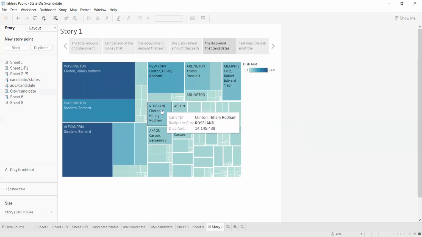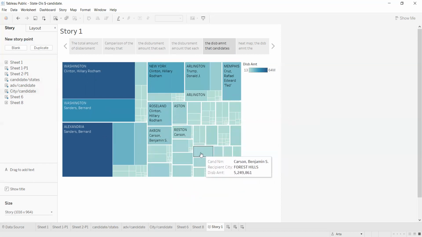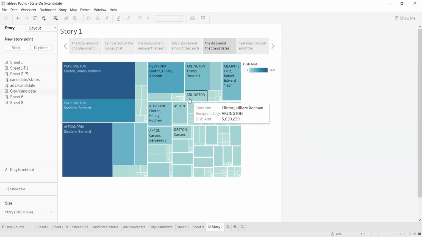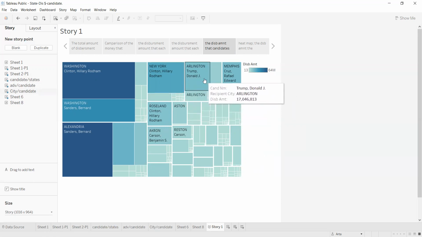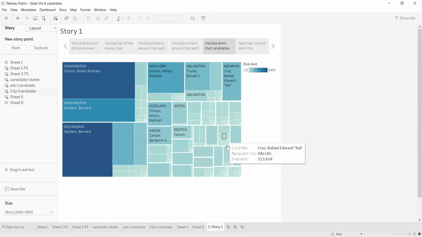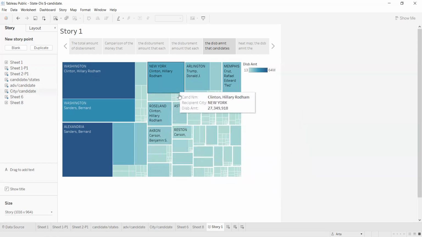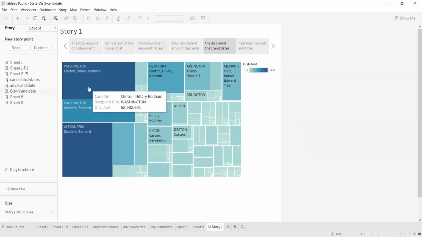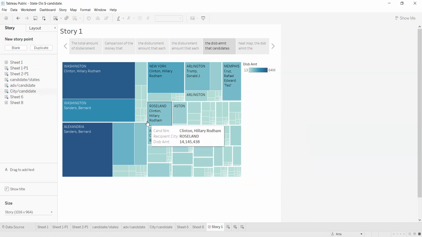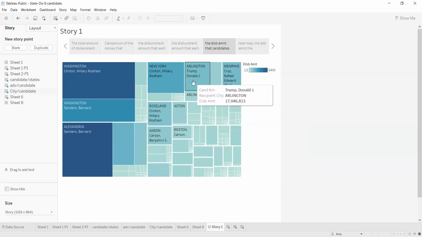Also, you can see in this tree map, we showed candidates who spend different money in each city in the United States. For example, I chose top 30 cities in the US. So as we can see, there are just 30 cities, and Hillary Clinton spent around $63 million in Washington. And Trump spent more than $17 million in Arlington.